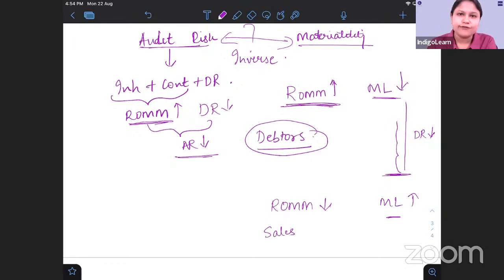Once again, if there has been a confusion, the basic idea of audit risk is what? Inherent plus control and detection risk, correct? So when we say risk of material misstatement is high, we have to bring down the detection risk. Only then will audit risk be low. Our overall idea of audit is what? To bring the audit risk to an acceptably low level, correct?